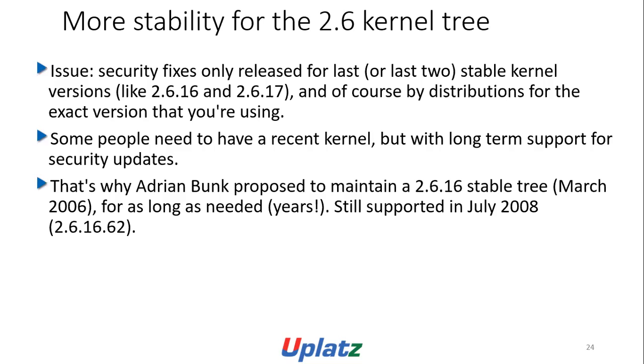Security fixes for vulnerabilities are issued for the two last stable kernel versions, like 2.6.21 and 2.6.20, and of course by distributions for the exact versions that they are using. Some people need to have a recent kernel, but with long-term support for security updates. That is why Adrian Bunk proposed to maintain a 2.6.16 stable tree from March 2006, for as long as needed, for years. It was still supported during 2008, with 2.6.16.62.